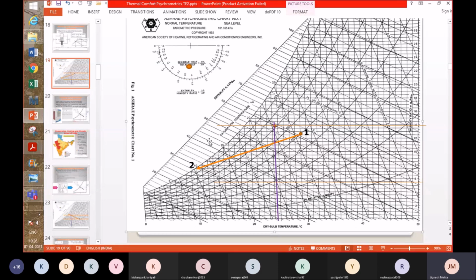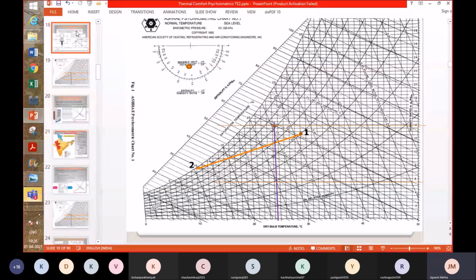Once you have located the points, you can read all the properties and solve it directly from the psychrometric chart, but the process is not as accurate. So if you are asked to solve it with the help of psychrometric tables and formula, you should do it with the formula and the tables. And if your goal is to get a quick estimate and you want to visualize the process, then the psychrometric chart should be used.